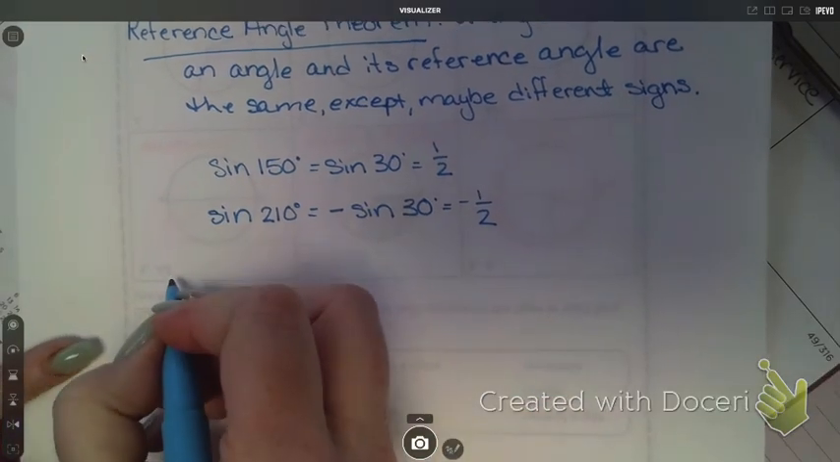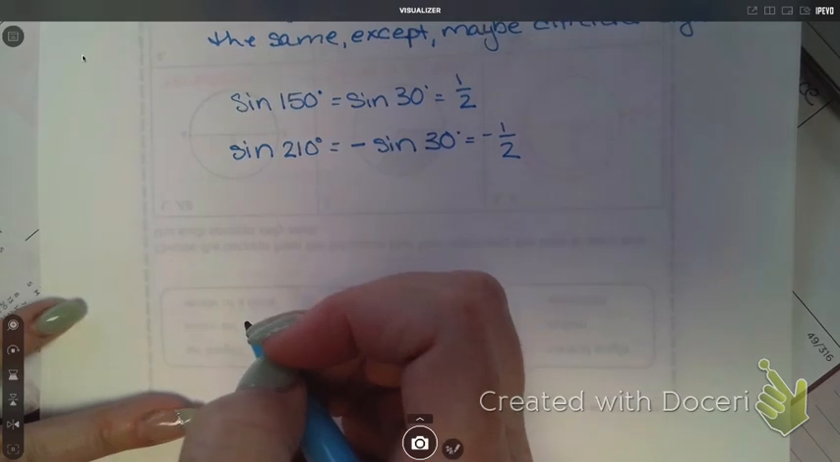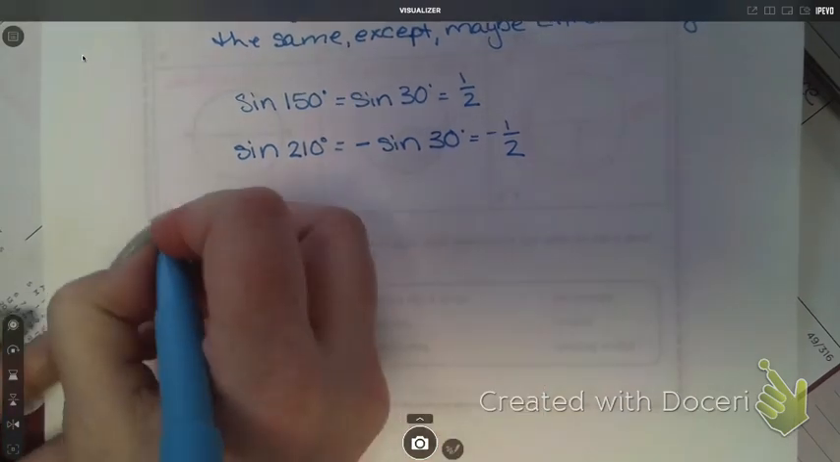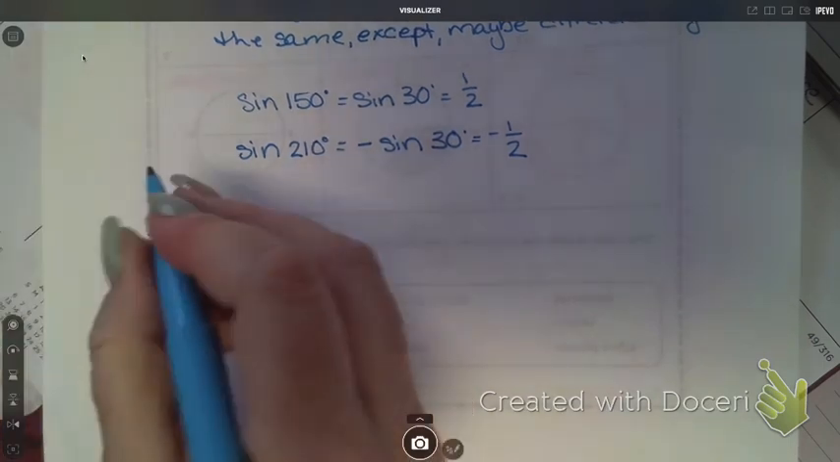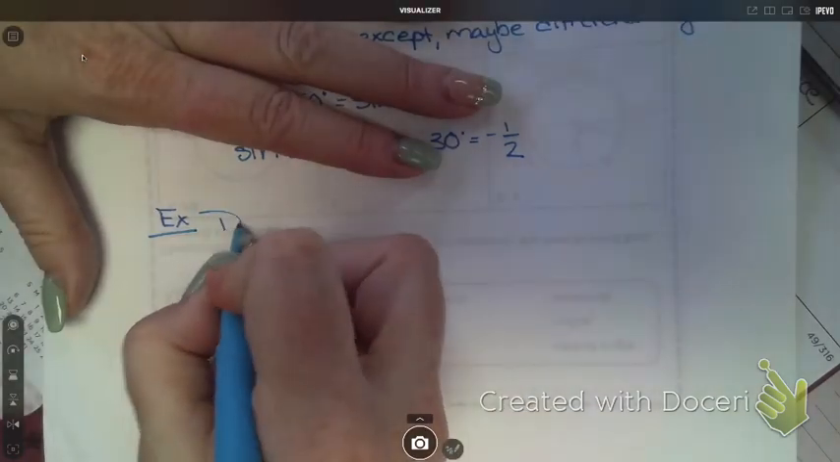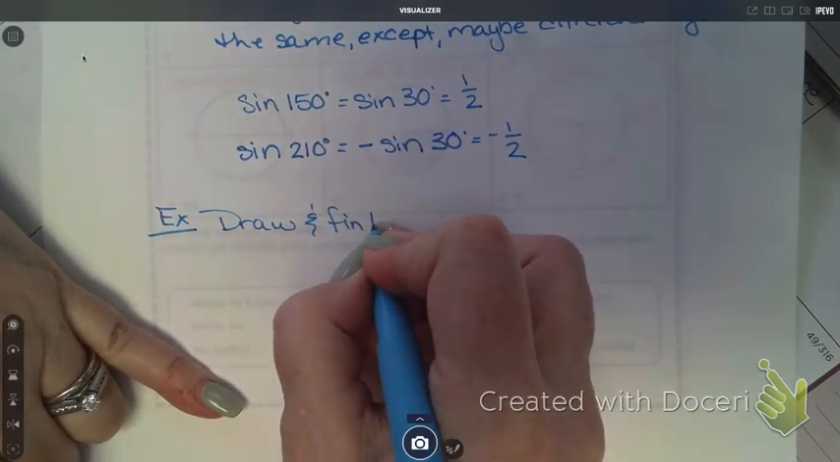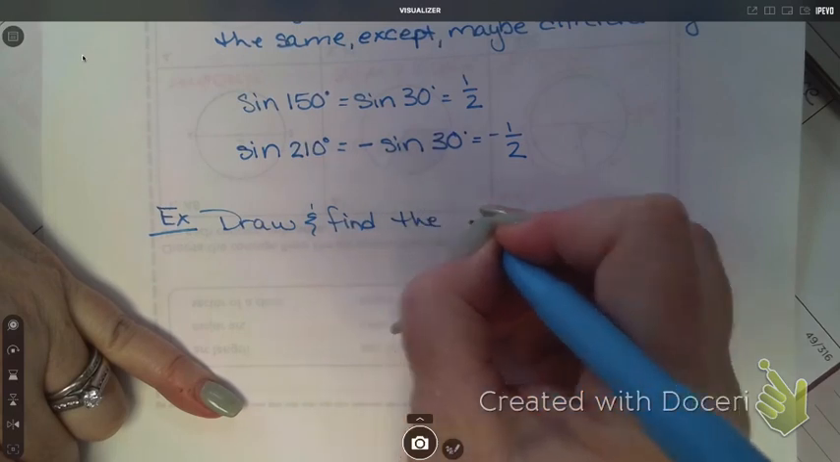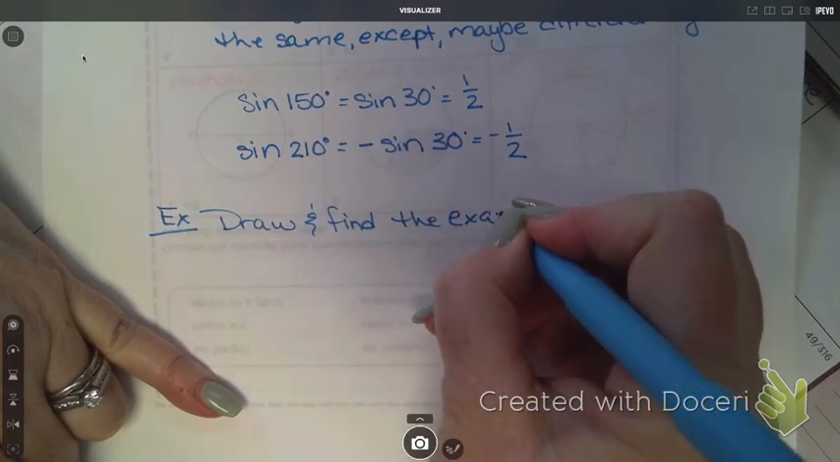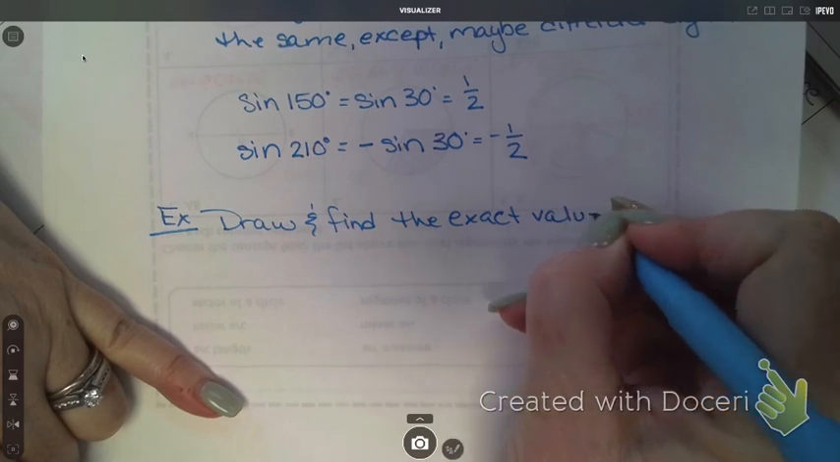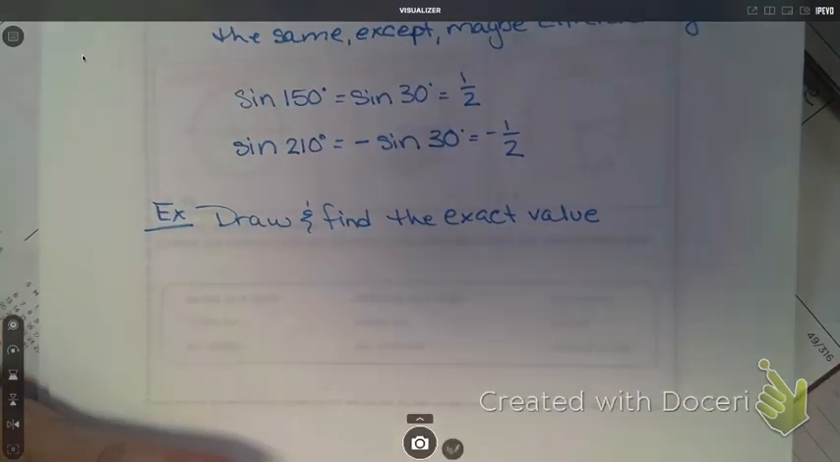So you're going to have things that say, I think some of them say draw. Let me look at the directions just to make sure. Where do you start? 1? Yep. Draw and find the exact value. So essentially those are your directions. Draw and find the exact value.